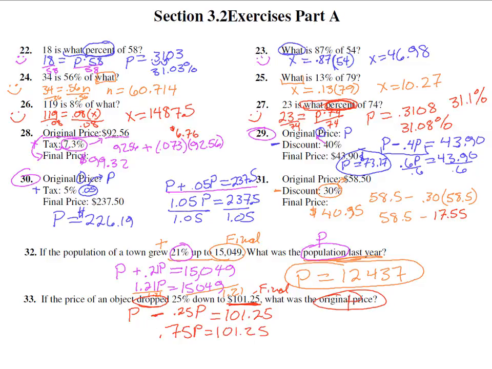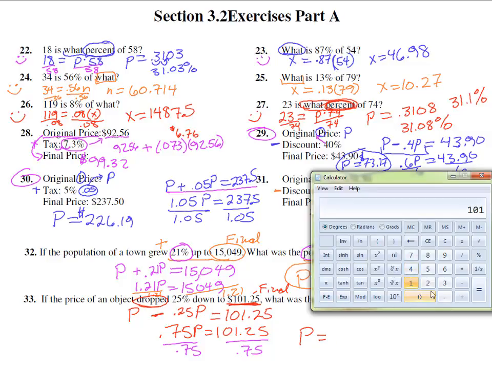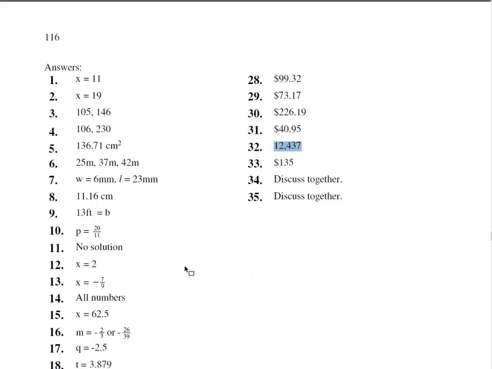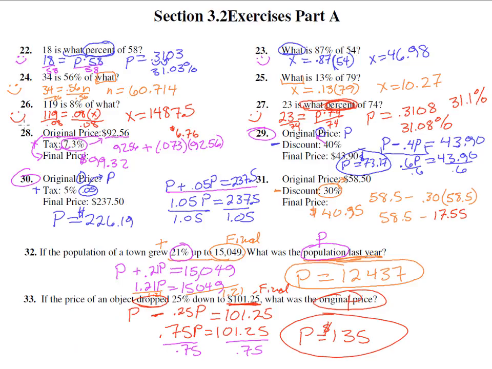We know how to solve this. We can get that p by itself by dividing both sides by 0.75. Divide by 0.75, and we get that p equals, we need our calculator out here, 101.25 divided by 0.75 equals 135, right on the nose. There we go, exactly $135. Let's check our answer, 135. All right, let's pull up number 34 and number 35 now.